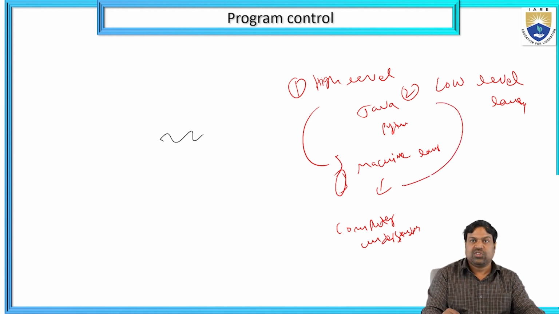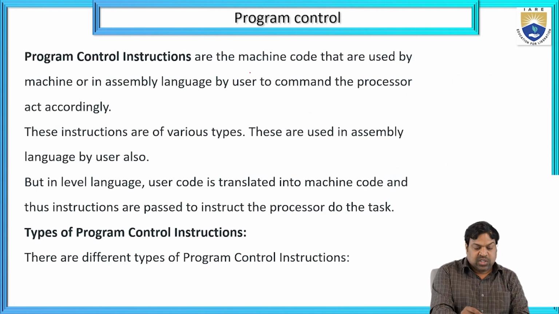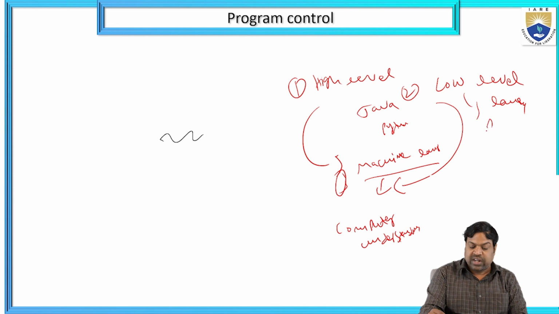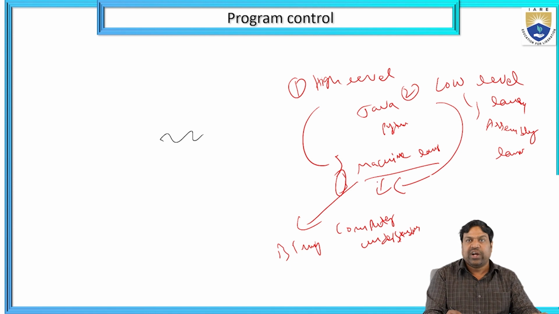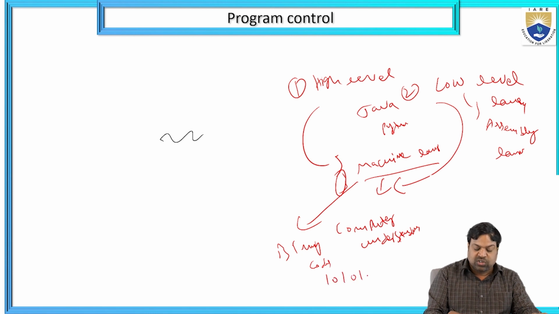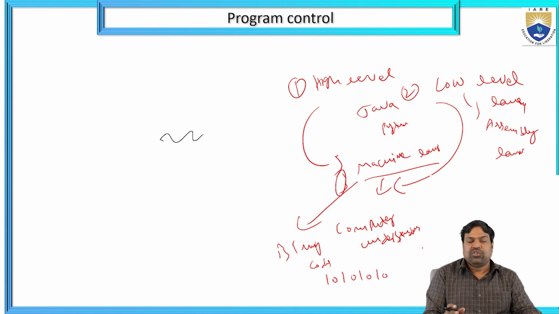High level also we have to convert to machine language. If we take low level language also, we have to convert to machine language. Machine language is nothing but a computer understanding language. Here program control is machine code used by the machine or in assembly language. This low level language we call assembly language. Machine language is a binary code, in the form of 1s and 0s. So if my program is in Python, or in assembly language using a microprocessor, high level or low level, we definitely have to convert it to machine language.